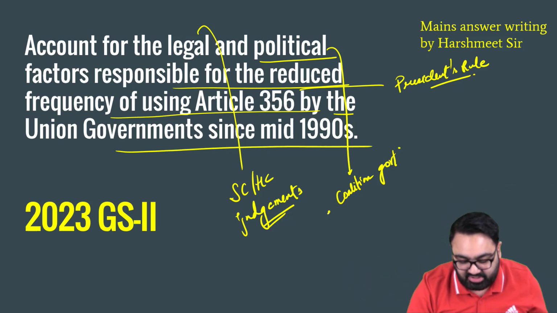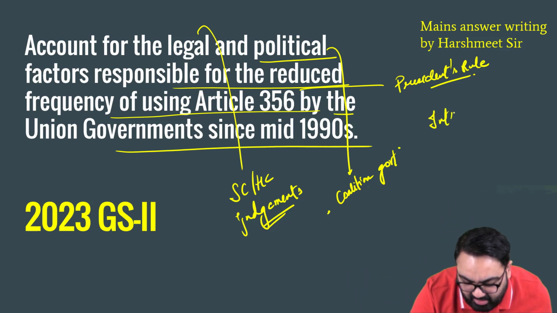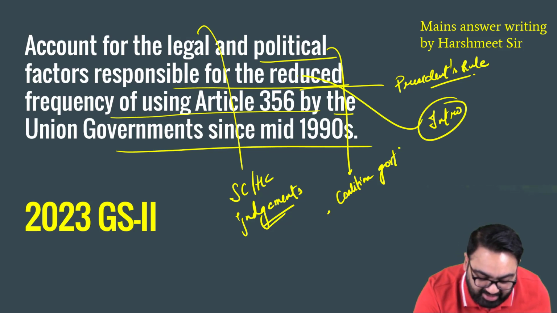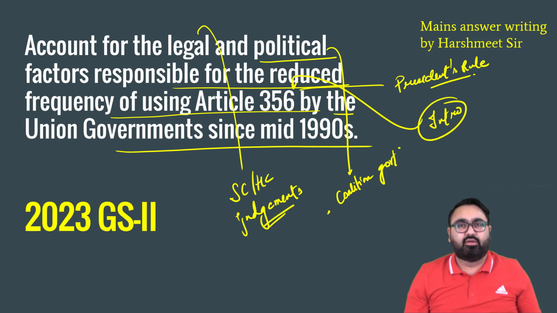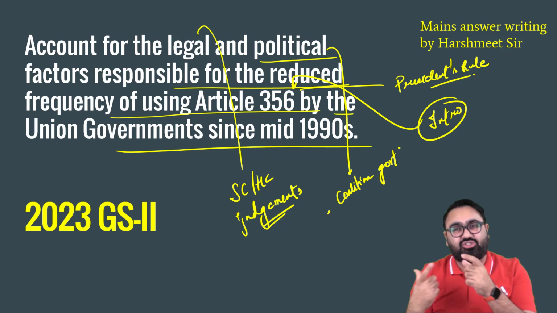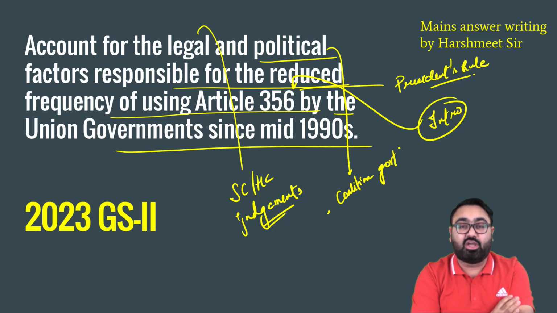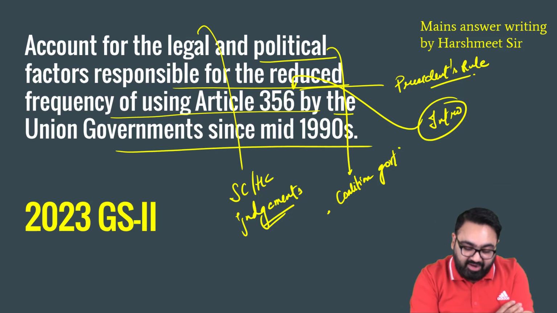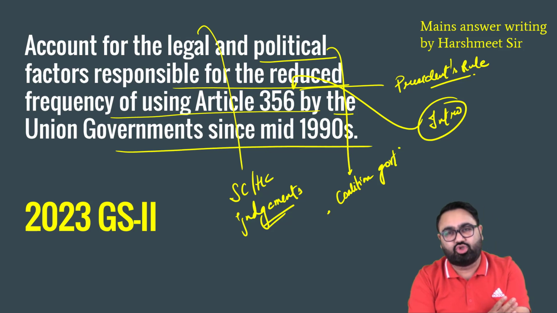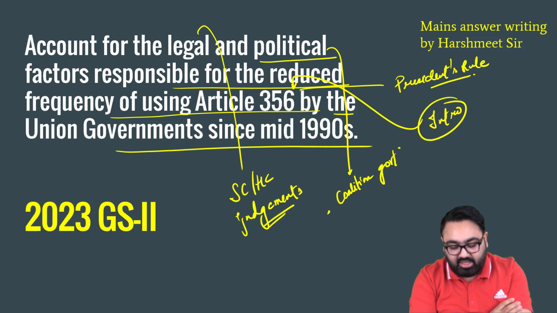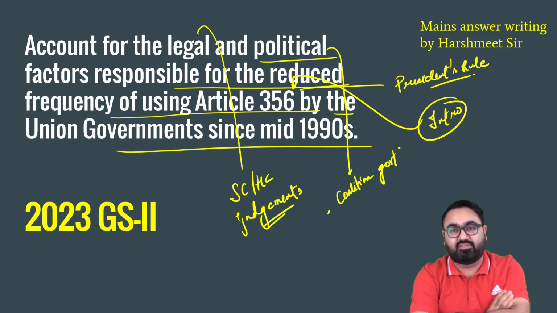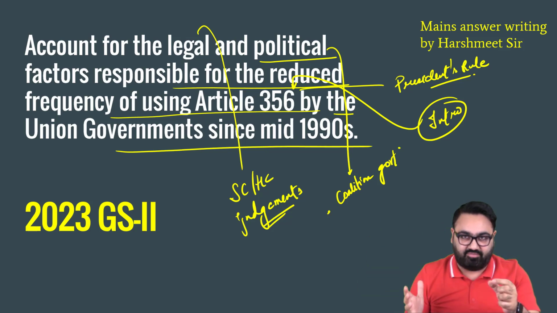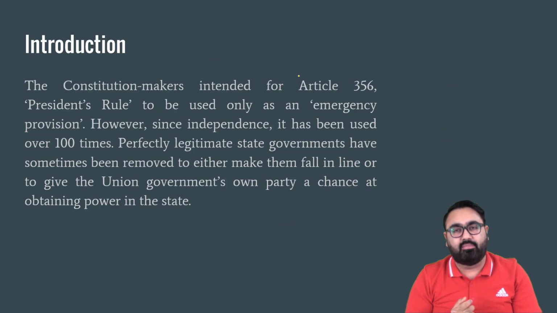Let's start with the introduction first. So the introduction will be very simple. In the intro, just define Article 356, because the question itself has not defined it. If the question itself would have defined Article 356, then there was no need. But since the question does not define what Article 356 is, you will first define it. That is, this is written in Article 356, and then you will go on to the main body.